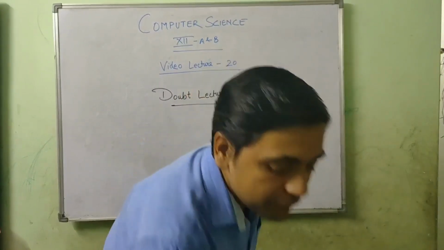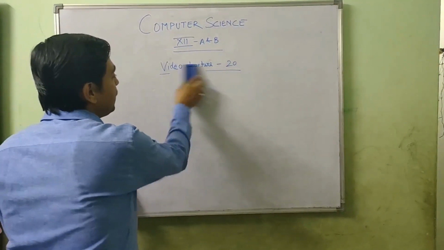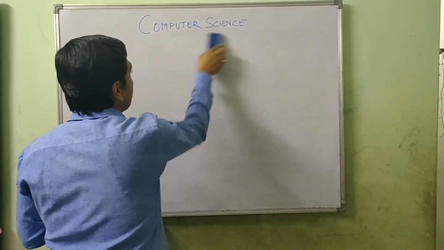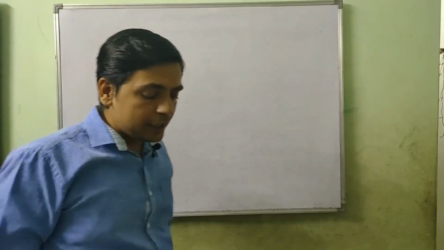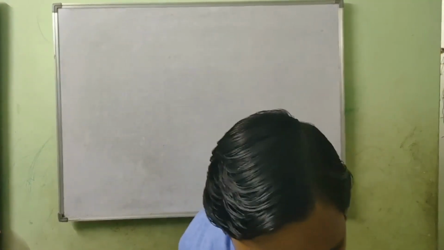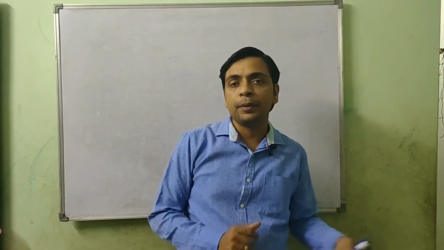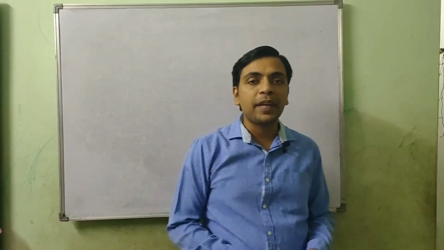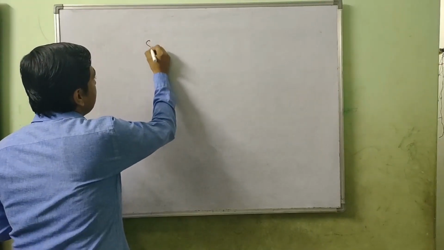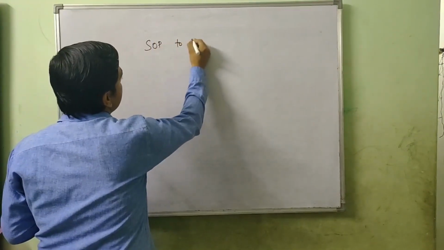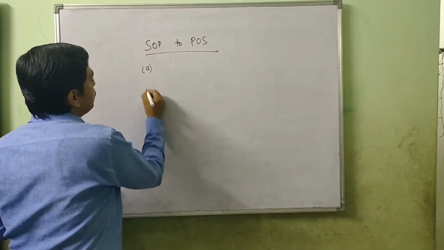So the first topic that we are going to start today is about converting SOP, sum of product expression, to a product of sum expression. I hope you all know that sum of product is actually sum of min terms, where min terms are products of variables. So if an SOP expression is given to us, it can be converted to POS in 2 ways.